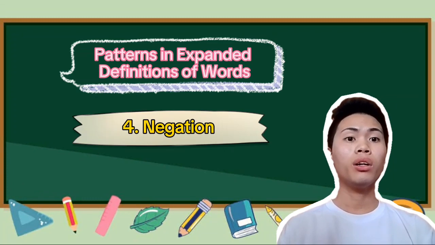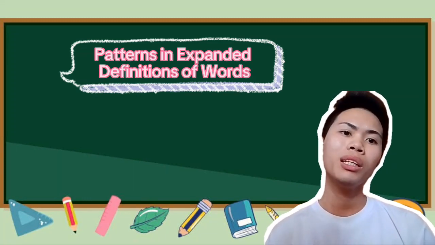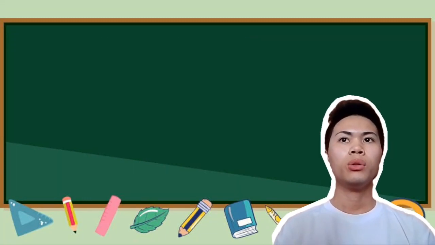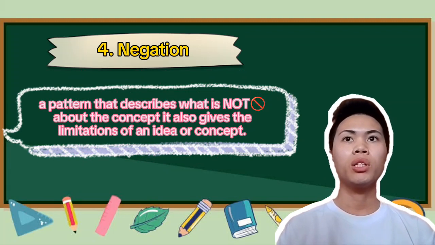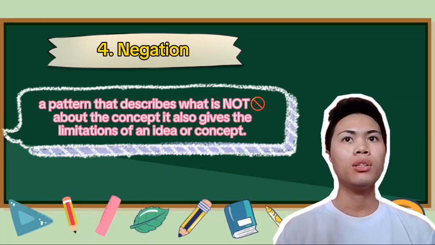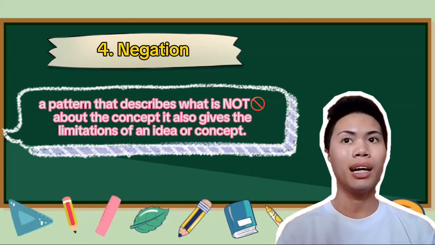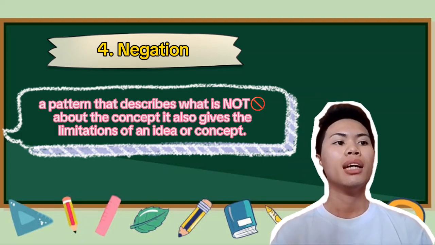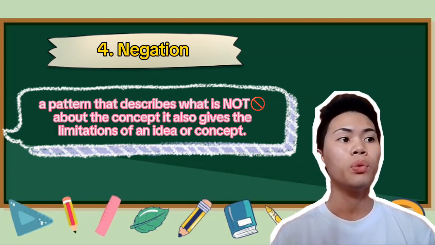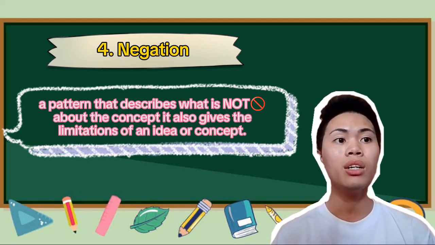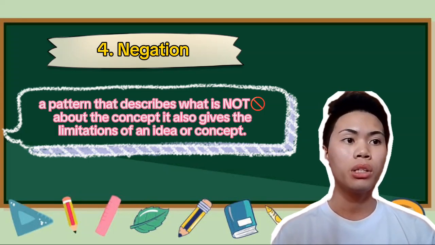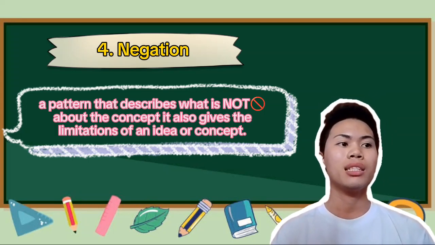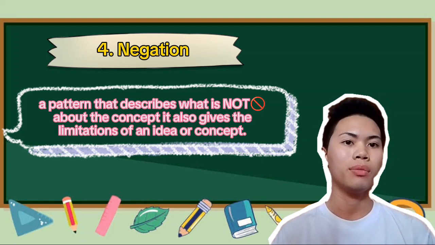Fourth is what we call negation. So what is negation? It is a pattern that describes what is not about the concept. It also gives the limitations of an idea or concept. In grammar, negation is using negative words to change the meaning of a word or words or a sentence to show it's untrue or not happening.